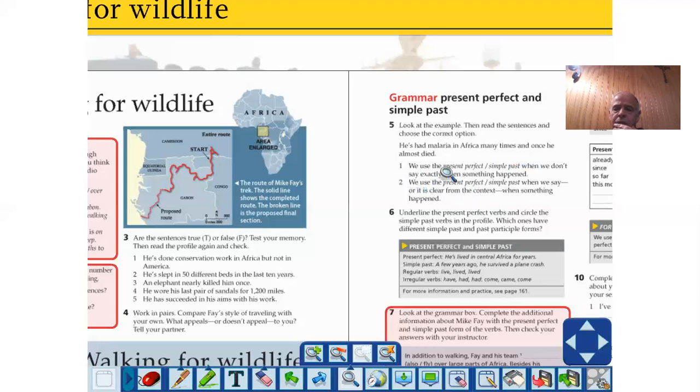Yeah, read this. What you have to choose is either present perfect or simple past. We use the present perfect when we don't say exactly when something happened. We use the simple past when we say, or it is clear from the context, when something happened. Okay, so now we have to choose. When do we use the present perfect? And when do we use the simple past?